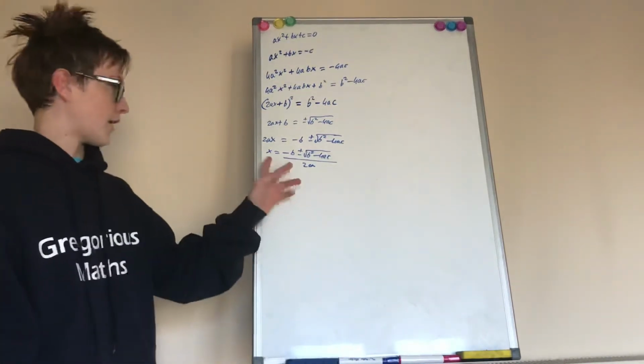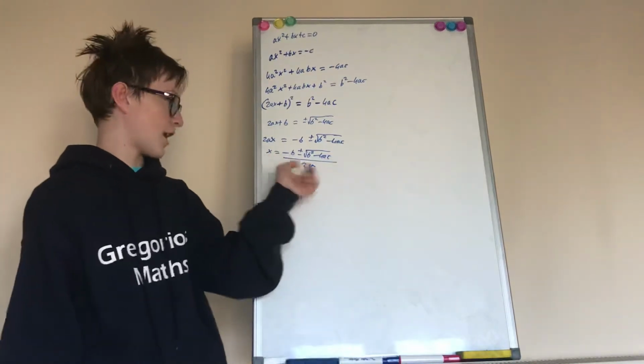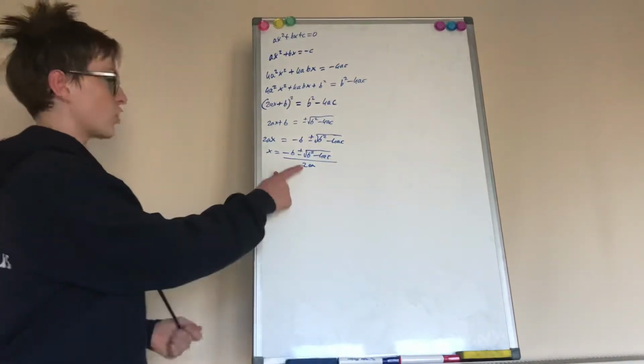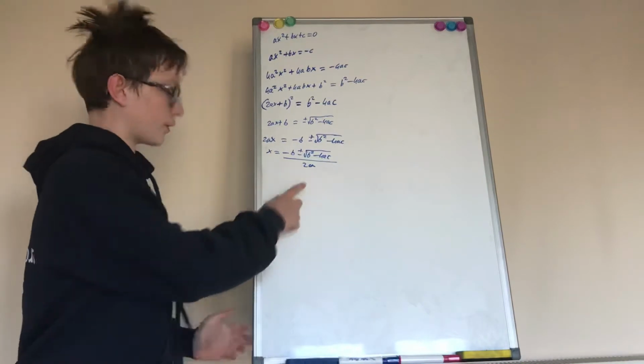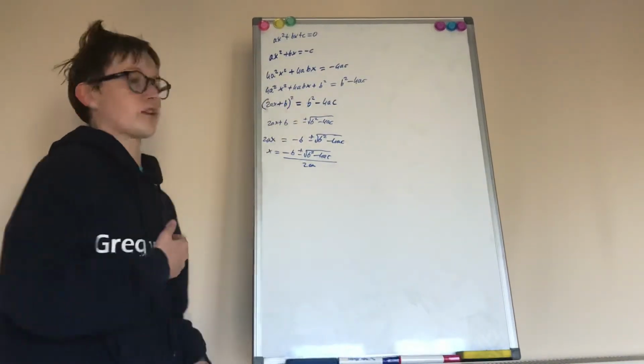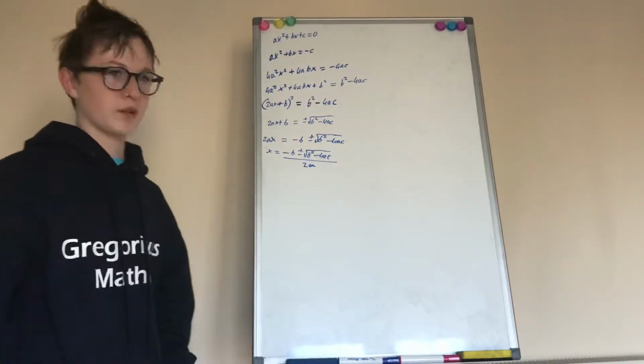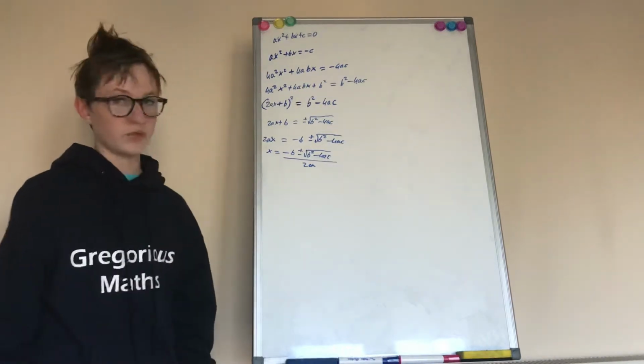And this works for any numbers a, b, and c, as long as a is not equal to 0. Because if a were equal to 0, a, this wouldn't be a quadratic, and b, we'd have to divide by 0, which is not good.